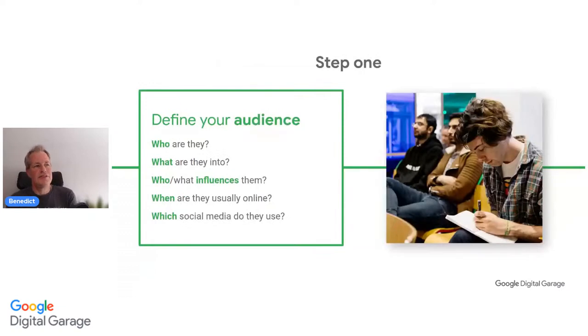Okay, so step one, defining your audience. Who are they? Get as much description as you can, even to the point where you can say they would call their pet this, because you're trying to picture your main audience, your persona. What are they into? Who or what influences them? And when are they usually online? That is very useful for your posts, for when you're going to be boosting them, all that kind of side.